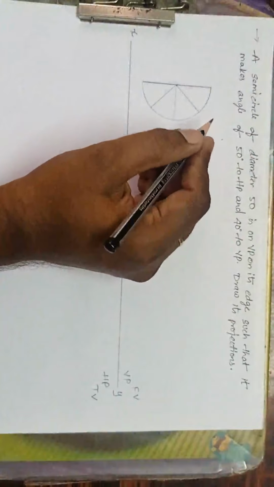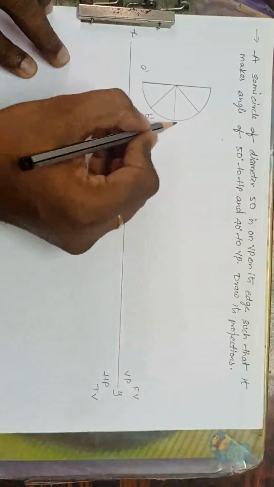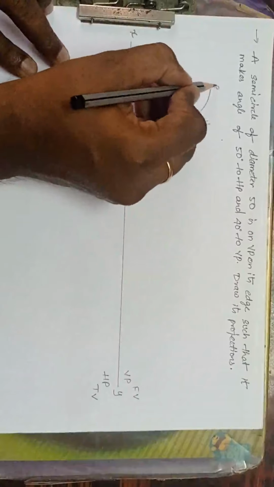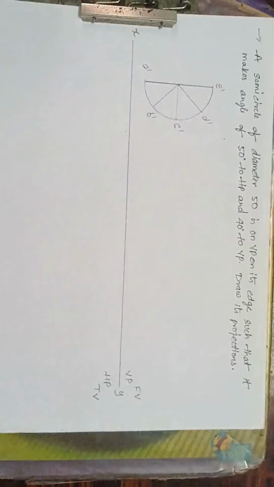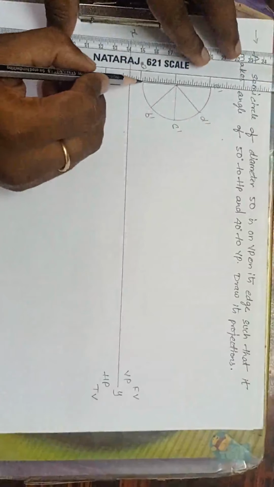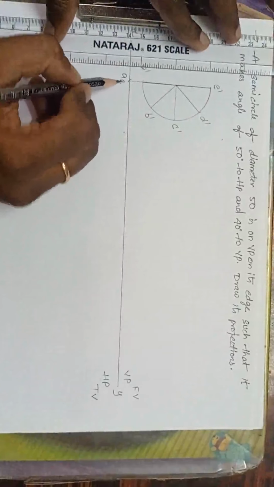Done. Now name them. You can start from here. This is A dash, this is B dash, this is C dash, this is D dash and E dash. Okay, now draw its top view. Okay, now what is this point?